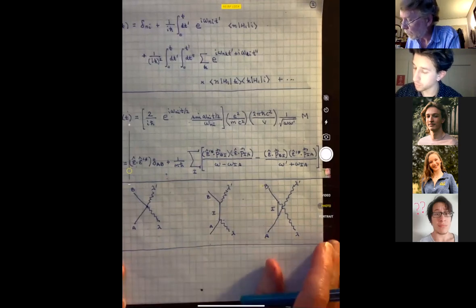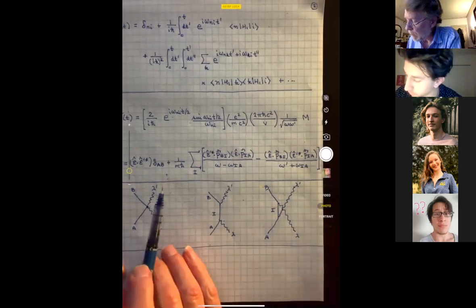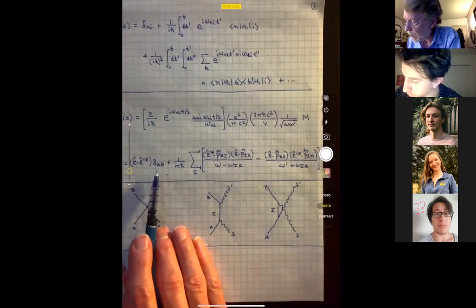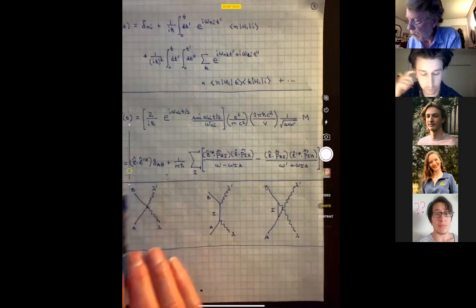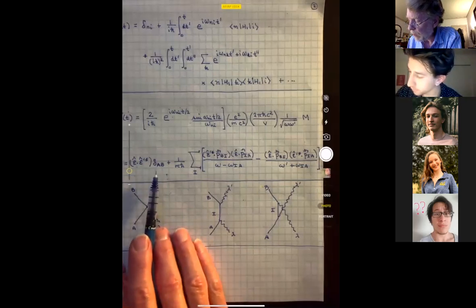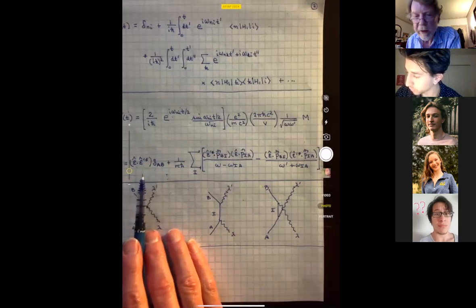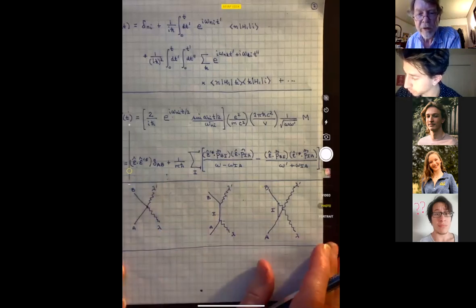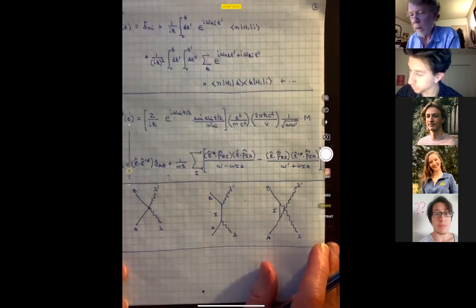Okay. The seagull diagram notably is a Kronecker delta in the atomic states. So if you have inelastic scattering where B is not equal to A, then the seagull diagram doesn't contribute. It only contributes to elastic scattering.